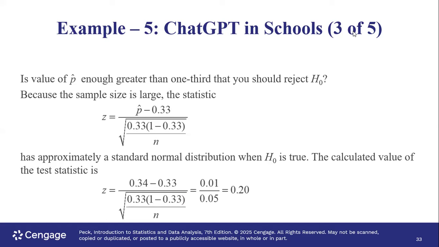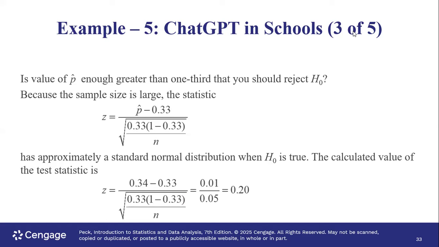So how can I do this in the calculator? In the numerator, it's 0.34 minus 0.33. 0.34 is the sample proportion. 0.33 is the hypothesized value in the null hypothesis. So 0.34 minus 0.33 is 0.01.